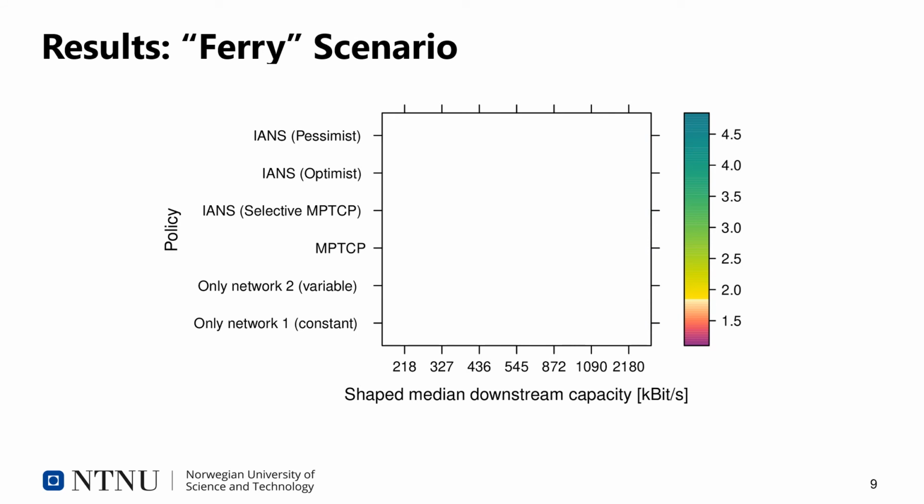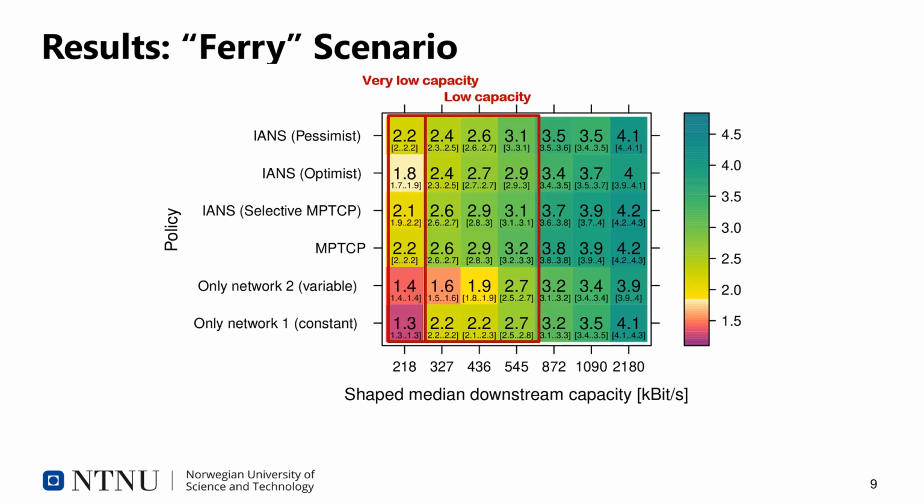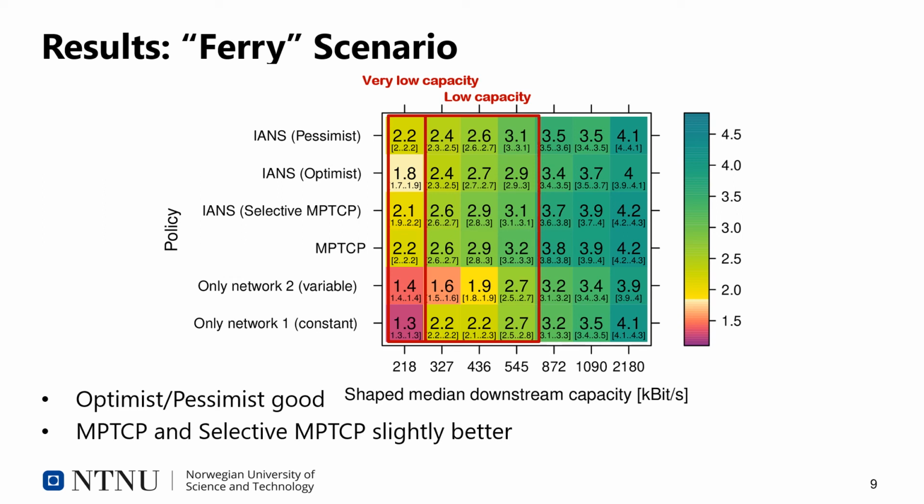Next, we investigate the Ferry scenario. This scenario is representative for the other investigated traces from the RESA dataset, since the results and corresponding conclusions are similar. Here, it can be observed that for low capacities, the usage of a single network still results in a bad QoE. Further, using MPTCP and the different policies results in a strong improvement compared to the single access network usage. Overall, the optimist and the pessimist policy perform good, and the MPTCP and selective strategies perform slightly better than the other policies.